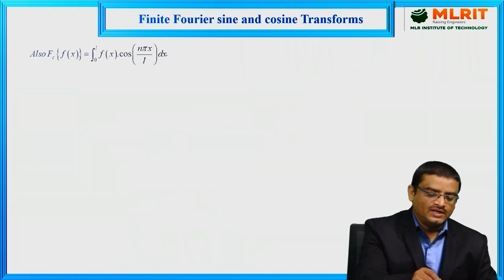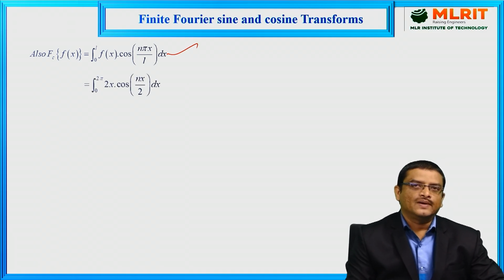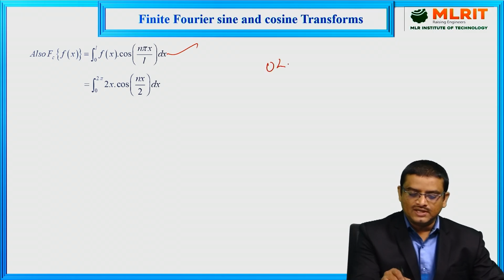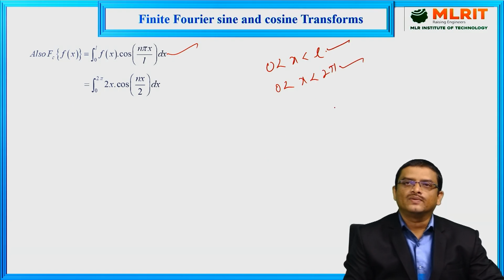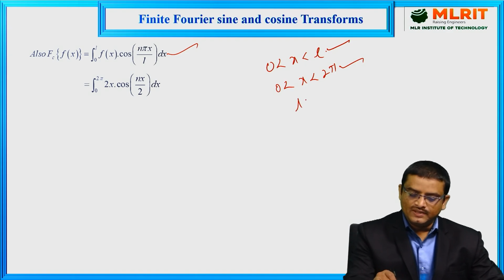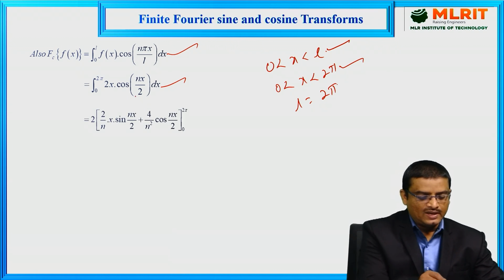Now similarly take this cosine transform value, replace that f(x), and compare the integral limits 0 < x < L with 0 < x < 2π. This is our standard interval and this is the given interval in the problem. So if we compare this, you will get L is equal to 2π. So replace that, you will get this value and apply the integral of UV formula.